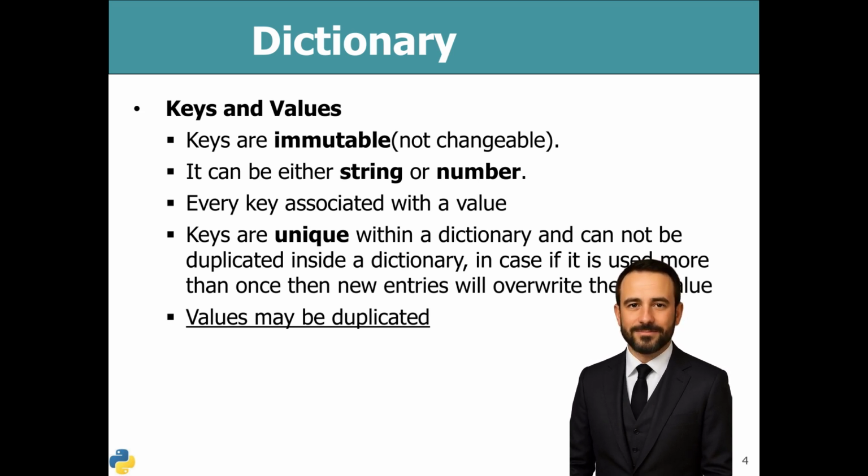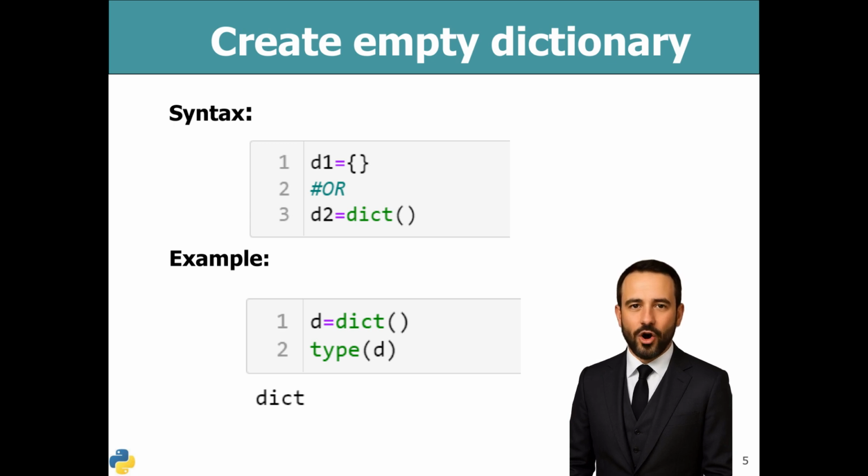Creating an empty dictionary in Python is a very simple process, offering two primary methods. You can either use a pair of empty curly braces, like D1 = {}, which is a concise and commonly used syntax. Alternatively, you can employ the dict constructor, as demonstrated by D2 = dict(). Both approaches achieve the same result, an empty dictionary ready to store key-value pairs.